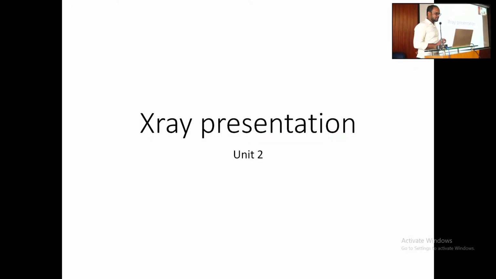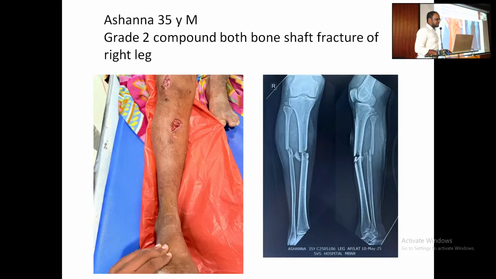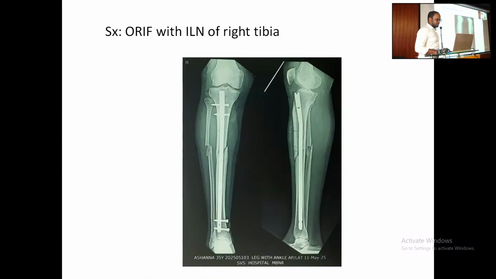So this is the case done in Unit 2, sir. 35 years male, grade 2 compound both bone shaft fracture of right leg, sir. The clinical pic, the fracture. We have done open reduction internal fixation with the interlocking nails for tibia.